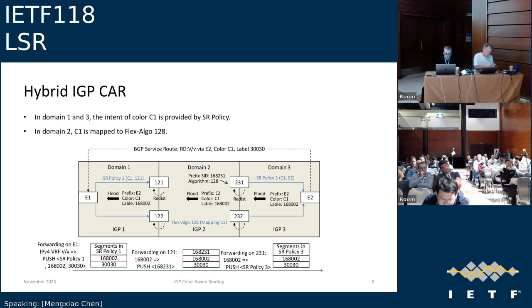This is a hybrid case. In domain 1 and 3, the intent of color C1 is provided by SR policy, while in domain 2, color C1 is mapped to Flex-Algo 128. The mechanism is similar to previous slides, so let me skip these details.